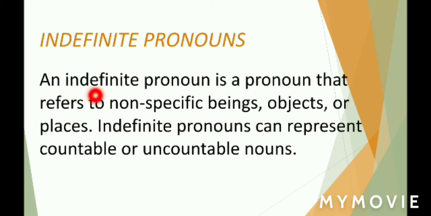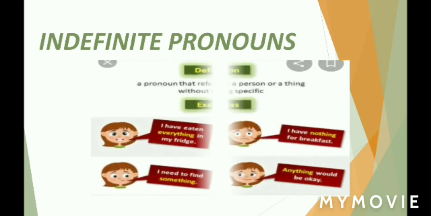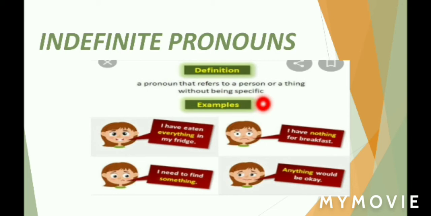Next is indefinite pronouns. An indefinite pronoun is a pronoun that refers to non-specific beings, objects, or places. Indefinite pronouns can represent countable or uncountable nouns. What are indefinite pronouns? A pronoun that refers to a person or thing without being specific is an indefinite pronoun. Let's see some examples.